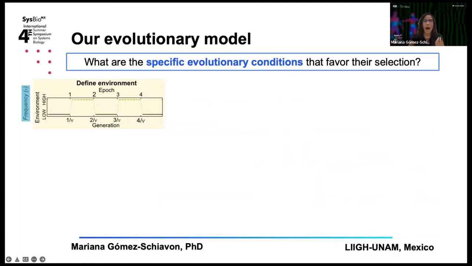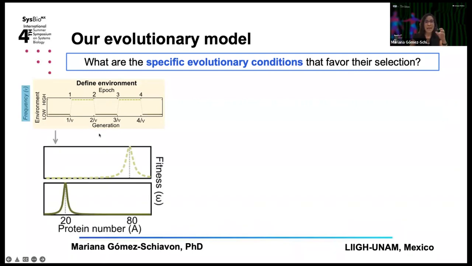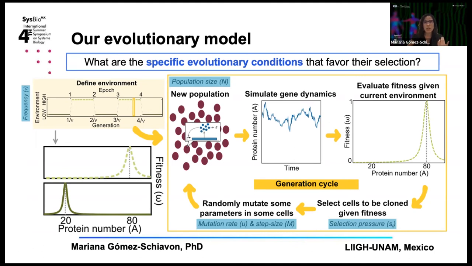So in order to explore what are the evolutionary conditions that favor the selection of epigenetic switching over genetic adaptation, we implemented the following evolutionary model. We consider that the environment fluctuates between two states that favor either low or high expression of the protein of interest that we call A. Each of these environments is described by two different fitness functions. And then for each generation, we consider a population with N individuals, each of them with a copy of the gene circuit of interest, and importantly, its own genotype, its own values for the kinetic, for the biochemical parameters. Given those biochemical parameters, we simulate the expression of the gene dynamics of this gene circuit, considering the biochemical noise in the system, and assign a fitness value to each cell given the obtained expression value.